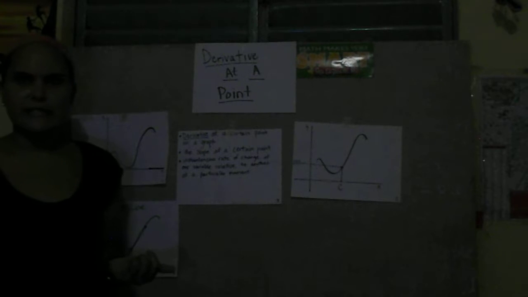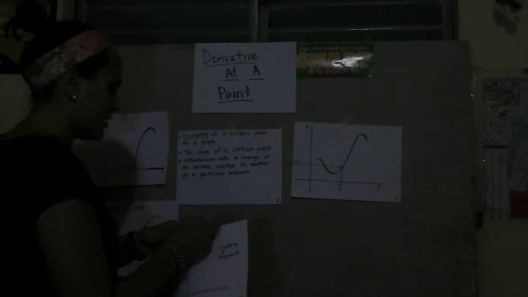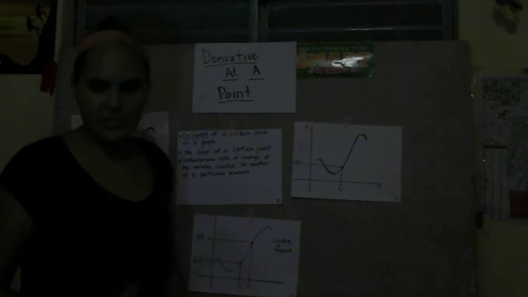But how do I find the tangent line at point C? I think we need to plot another point. I'm going to plot point X with its corresponding f of x. This point X helps me create a segment with C. With 2 points, I can create a segment and find its slope. It closely resembles the tangent line, but it's not actually a great approximation.